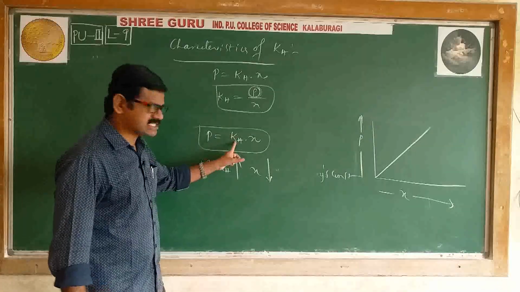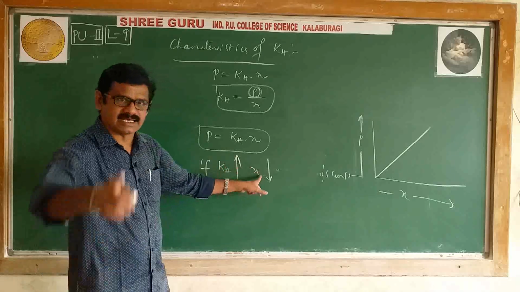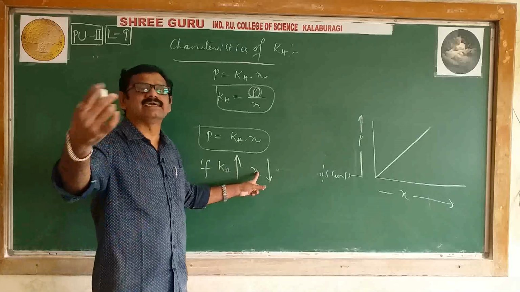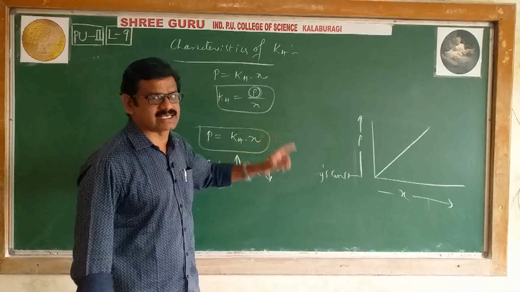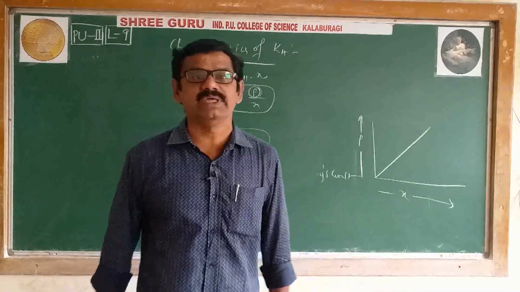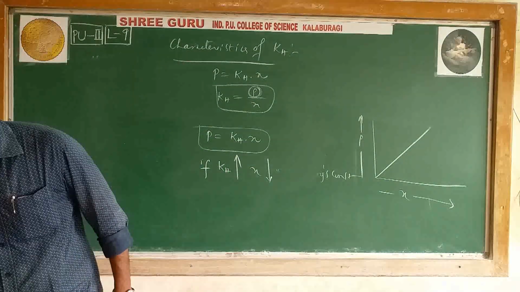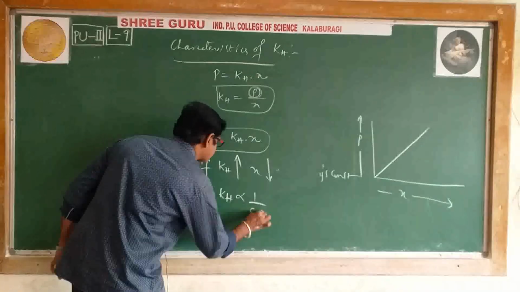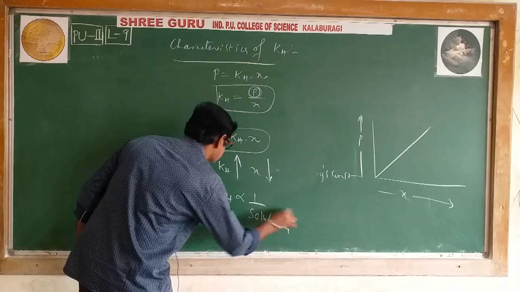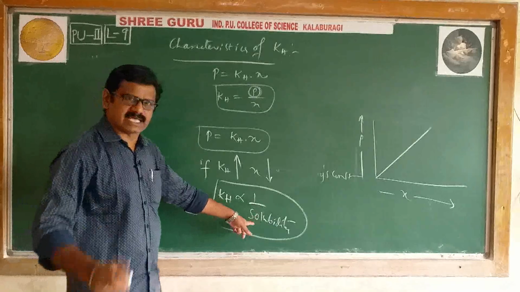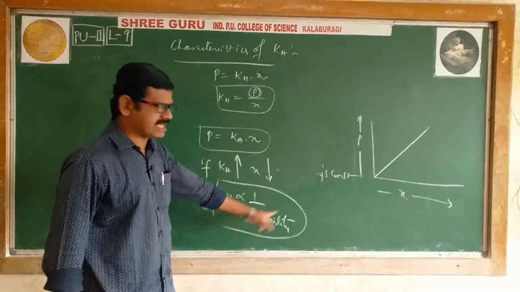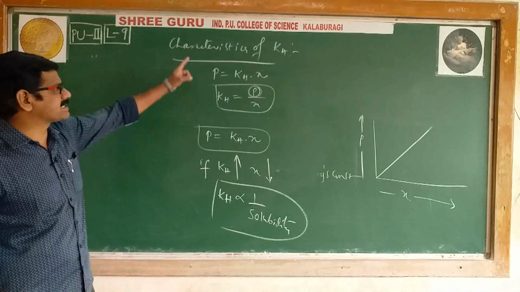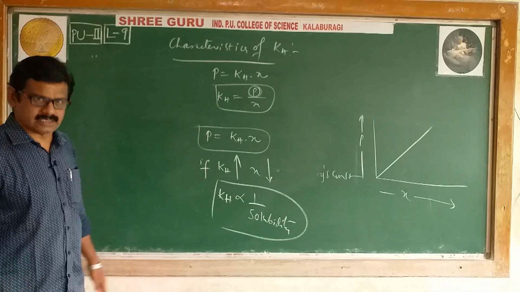I'll repeat: if the KH value increases, solubility decreases and vice versa. If KH decreases, X increases. Meaning KH and X are reciprocal to each other. If Henry's constant increases, solubility decreases. We write that KH is inversely proportional to solubility. Solubility is nothing but mole fraction, because we explain solubility in terms of mole fraction.